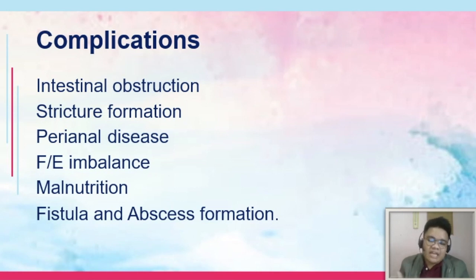Okay, so try to rationalize why is there intestinal obstruction? How come there will be stricture formation? Between the two, intestinal obstruction and stricture formation, what would correlate to the string sign that we have mentioned earlier? What do we mean by perianal disease? And how come the patient would have fistula and abscess formation? Okay, your readings on this topic would possibly help answer those questions.